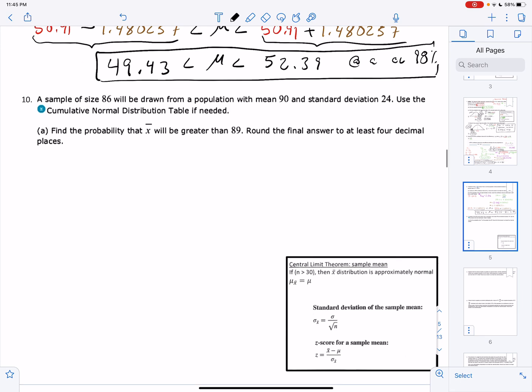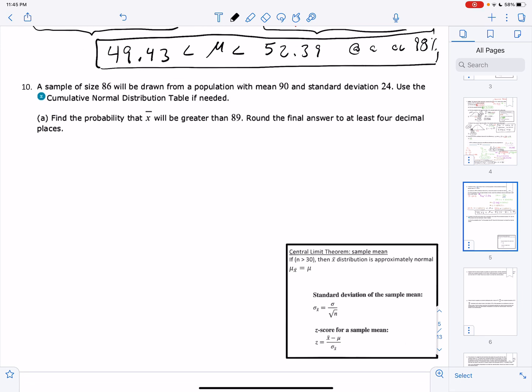Number 10, it says, how many more do I have to do here? Man, it is late. I just got back into town.